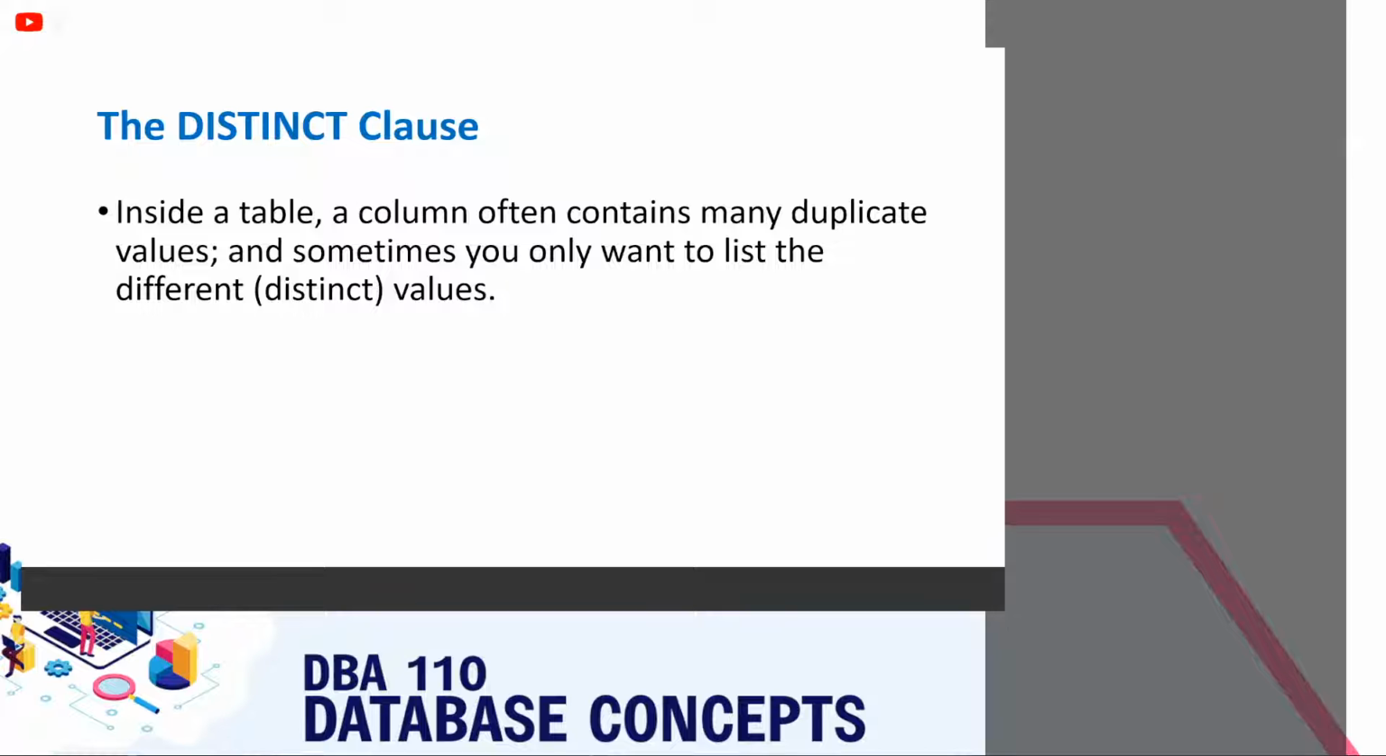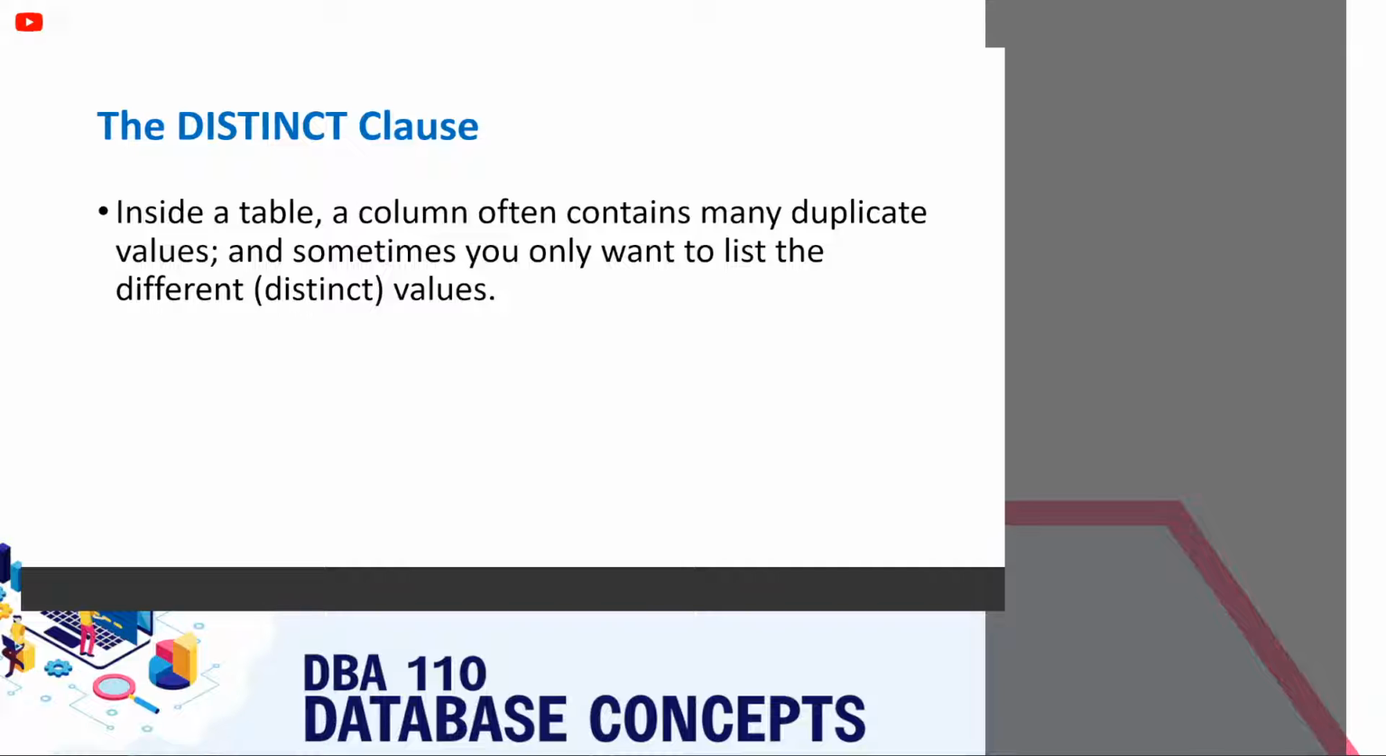So inside a table, a column often contains many duplicate values, and sometimes you only want to list the different distinct values, and that's when we use the distinct clause. For example, one of the instances that we have in our tennis table, which is what we will do as a demonstration in just a few minutes, is that we have many different places that our tennis players are from, but maybe we just want to pull the distinct values from the towns that they are from.